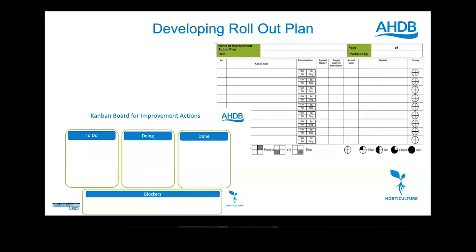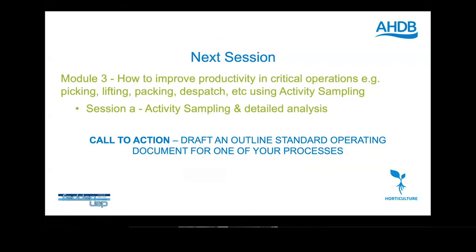The next session in 2 weeks, we're just going to go into a bit more detail. So we're going to go into some of the techniques we use, things like activity sampling. So this is for doing the real detailed improvement activities within repeatable operations, things like picking, lifting, packing. We're going to show you a technique called activity sampling to help you identify lots and lots of small improvements within a process itself. So that's what we're going to cover next time.